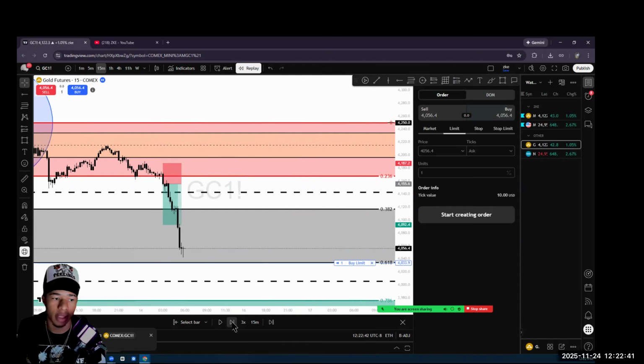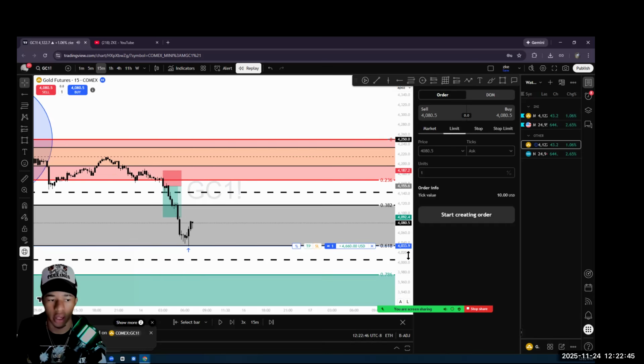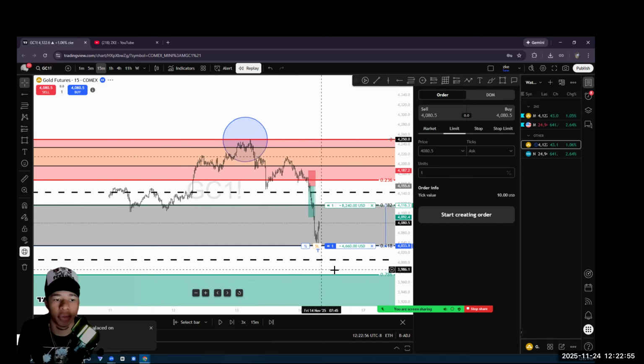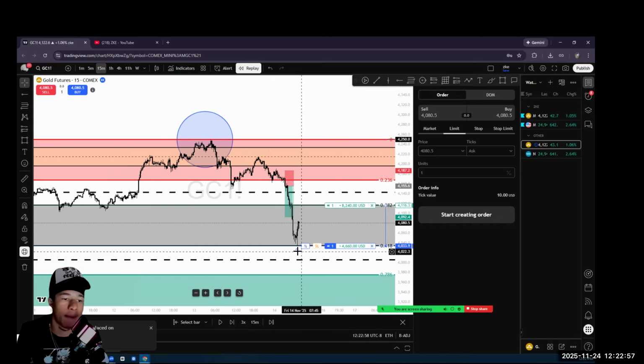Meaning when price gets to my 618, what happens? I'm putting my trade instantly. Where am I going to take this trade up to? I most likely want to take it back up to my 382. Why? Because my 382 never got retested, has it?